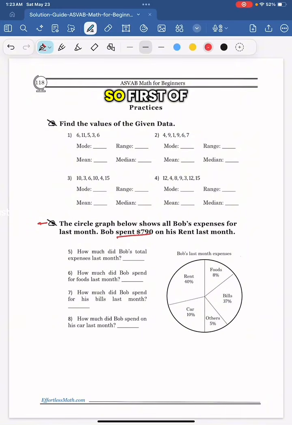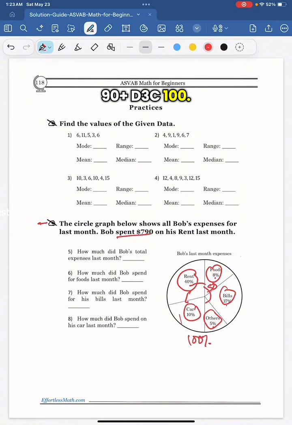So, first of all, the first thing is to confirm whether all of these sum up to 100%. Okay, so this is 8 and this is 37 and this is 5. The whole of this gives you 50. 50 plus 40 is 90. 90 plus this gives you 100 percent. So that is it.